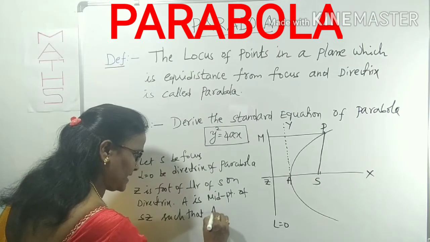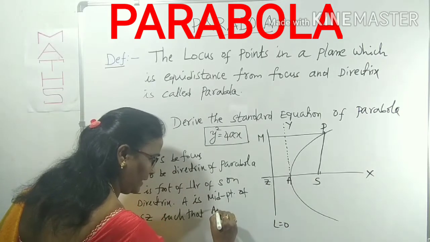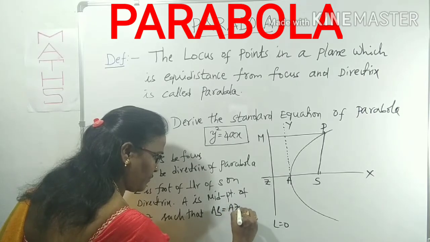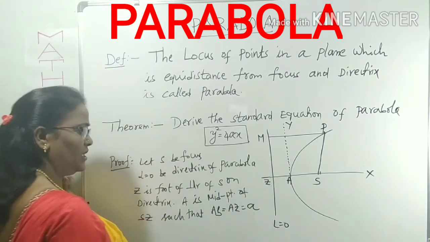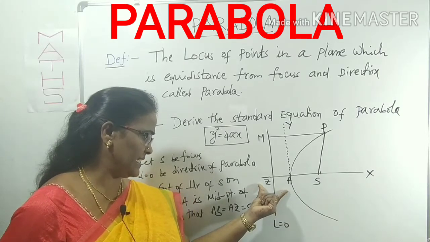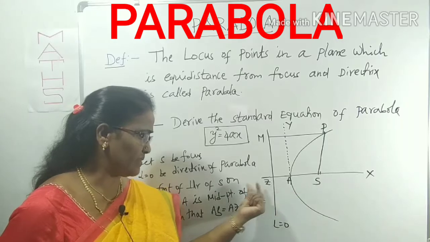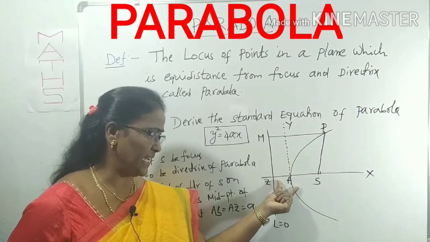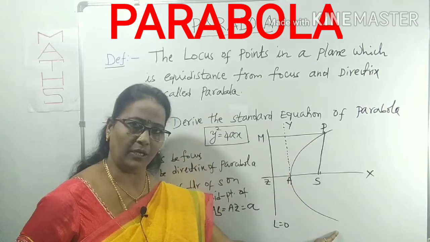Midpoint means what? Equidistance. SA, maybe AS also we can add, is equal to AZ. You have to assume that. Which distance is A? SA distance as well as AZ distance is A. Then A is midpoint of SZ. Where is A? A is a point on this parabola.